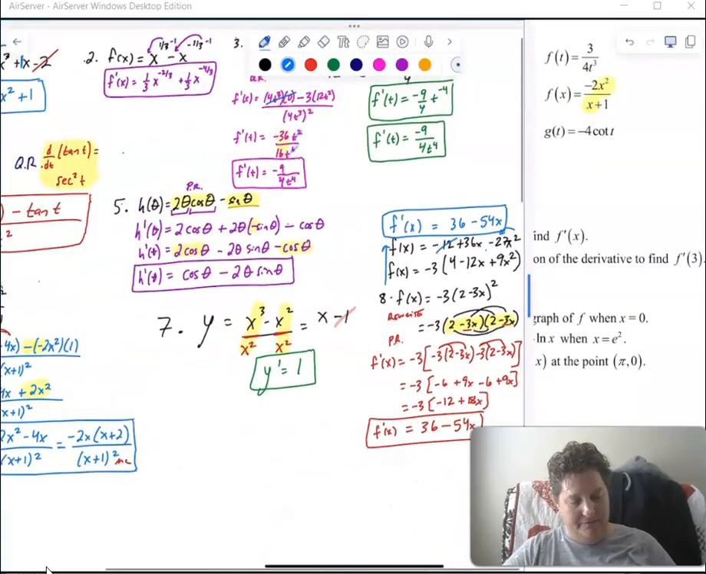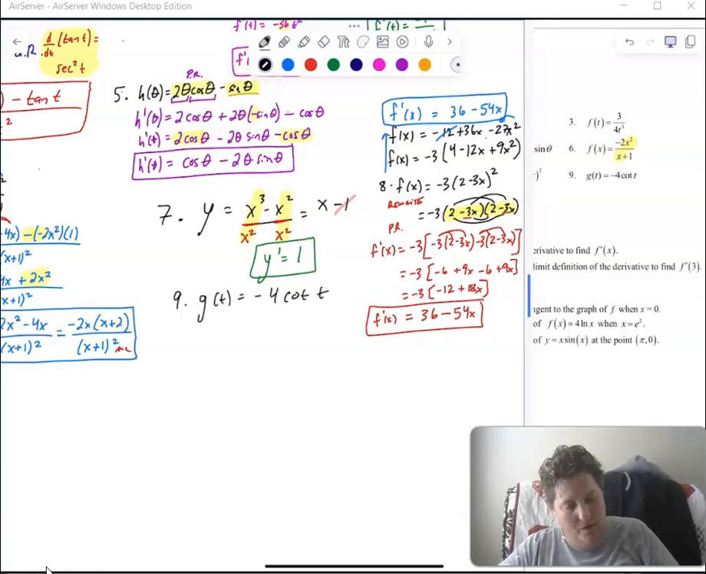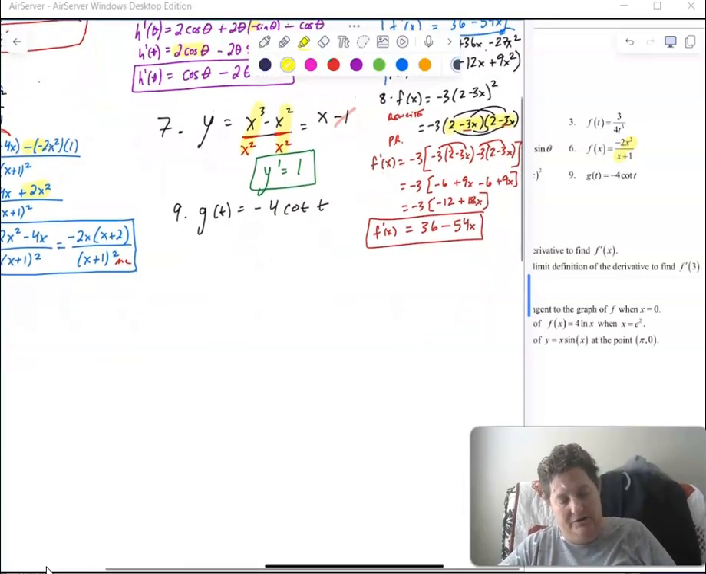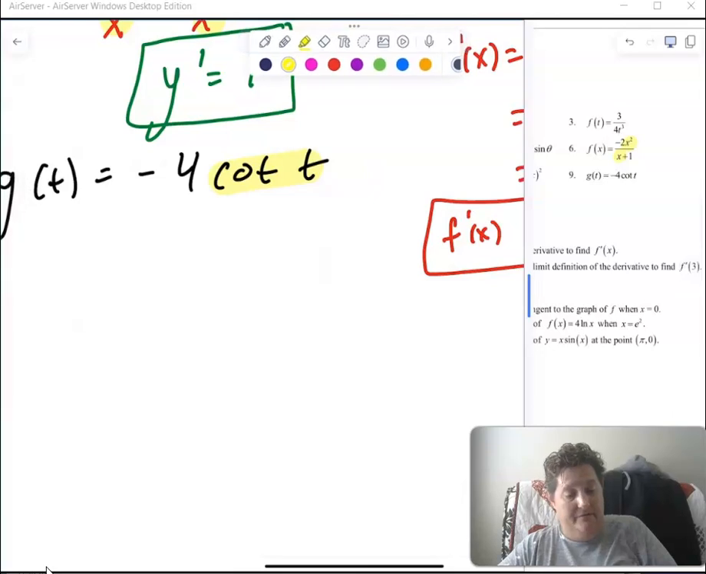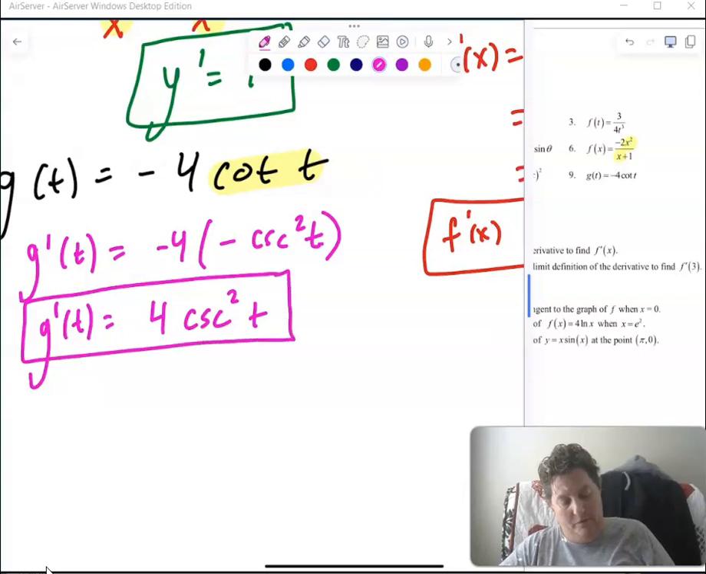Okay, guys, here's question 9. You just have to know your trig derivatives. The one we're looking at here is cotangent. We know that the derivative of cotangent is negative cosecant squared. So we just write negative cosecant squared. If you wanted to simplify that, negative times negative is positive, and so it would be 4 cosecant squared.